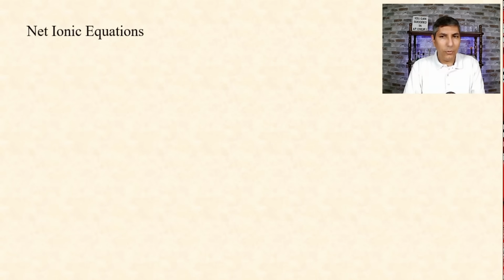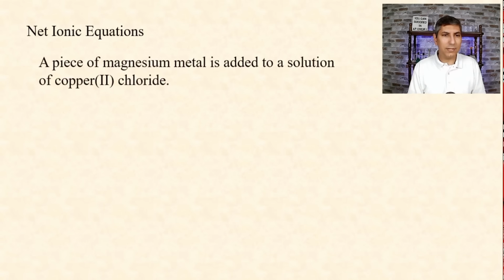Now, an important thing we have to be able to do in Unit 4 is understand net ionic equations. So for example, if you have this sentence here, a piece of magnesium metal is added to a solution of copper 2 chloride. We need to remember that there are three things that are basically in that solution. We have magnesium metal that's been added, and we have two ions in solution. We have copper 2 ions, and we have chloride ions.